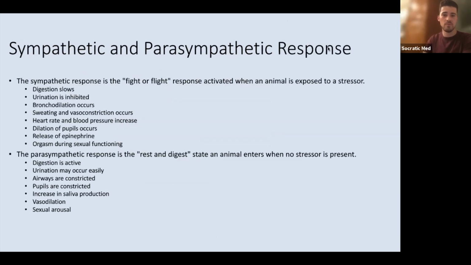Okay, so a little bit more on the sympathetic and parasympathetic response. The sympathetic response is the fight or flight response that is activated when an animal is exposed to a stressor. But obviously, like I said before, it is also still active when we're not in the presence of a stressor. But I would definitely try to know as many of these as possible.